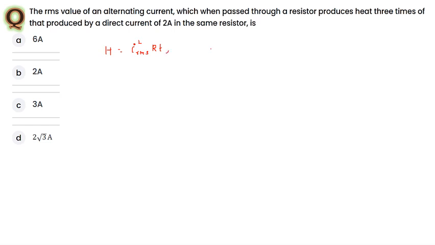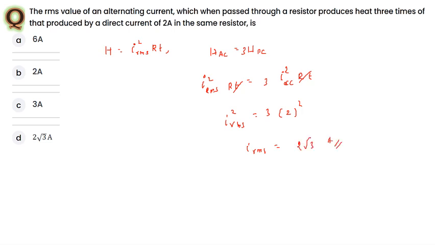But the concept given here is that heat production in the AC circuit will be equal to 3 times the heat production in DC. So I RMS squared R into T will be equal to 3 times I DC squared R into T. The common term R T cancels. I RMS squared will be equal to 3 times 2 squared. So I RMS will be equal to 2 root 3 ampere. So the answer in this case is 2 root 3 ampere.